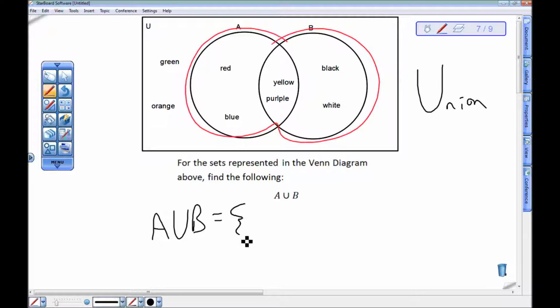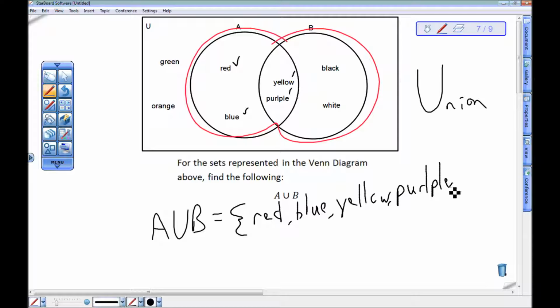So A union B is red, blue, yellow, purple, black, and finally white. The union of those two sets, all those elements inside one or the other or both, brings together everything in either set: red, blue, yellow, purple, black, and white. There's my union.